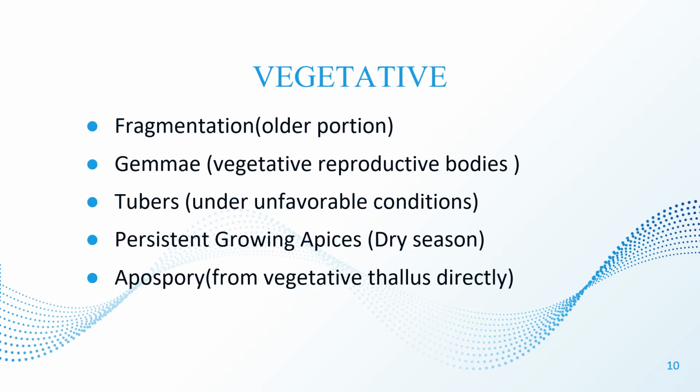As soon as the favorable season comes back, the persistent growing apices give rise to the new thalli. Apospory. Apospory means the thallus forms directly from the vegetative thallus. So it is called apospory. It is also observed in Anthocerotae.